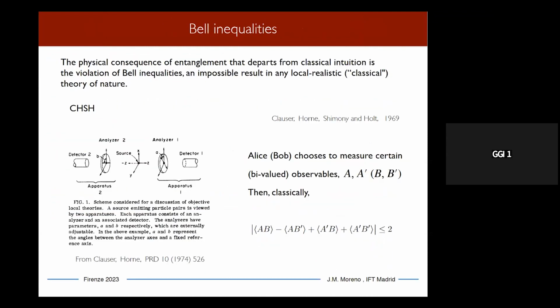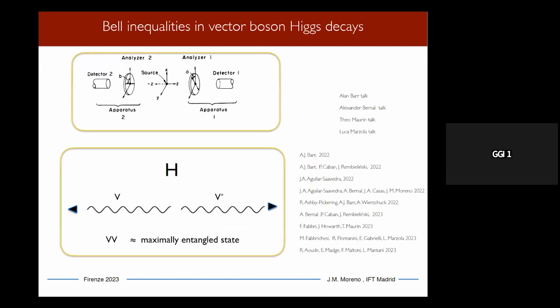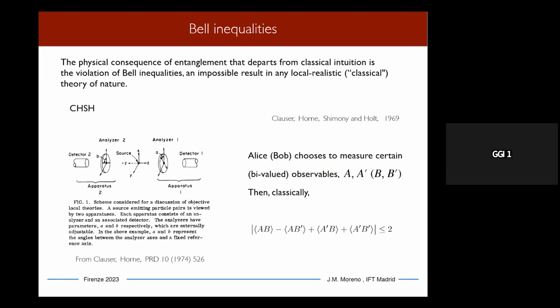Okay, so the physical consequence of entanglement that perhaps departs most from physical intuition is the violation of Bell inequalities. That is impossible in a local realistic theory. So this is the operator that you have to consider in a case with two parties with two outcomes. So we know very well the CHSH inequality. Here you have a picture from one of the papers by these authors.